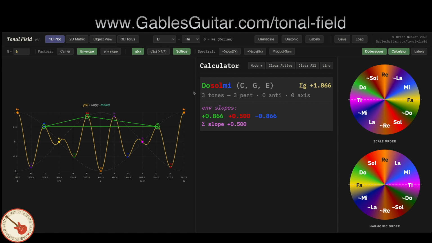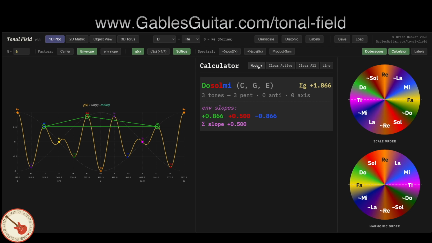An interesting one is if I click on Do, Mi, Sol. This is C, G, and E, in the key of C Do, what's referred to as the tonic triad. And it gives us some information about its slope and its summed G of X values, basically showing us that this triad is well within the key. It's in the positive hemisphere, all of these lobes.